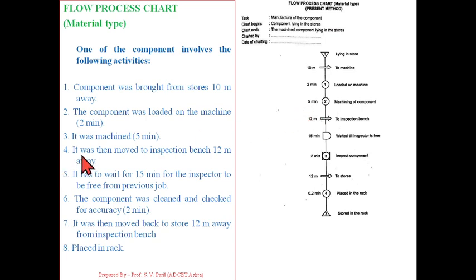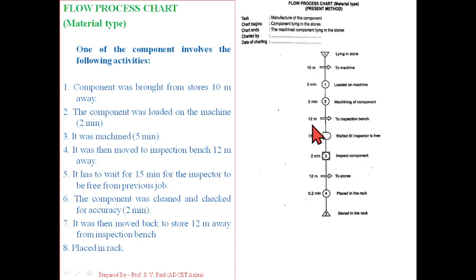Then the next event, number 4, is that it was moved to the inspection bench 12 meters away. So here we are supposed to move that component towards the inspection bench. So there is an entry of a symbol, that is transportation, and the symbol for it is a hollow arrow. So that hollow arrow is indicated over here. On the right hand side we have mentioned the description, to the inspection bench. On the left hand side we are supposed to mention the distance, that is 12 meters.